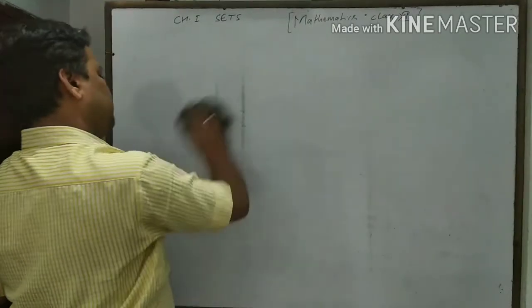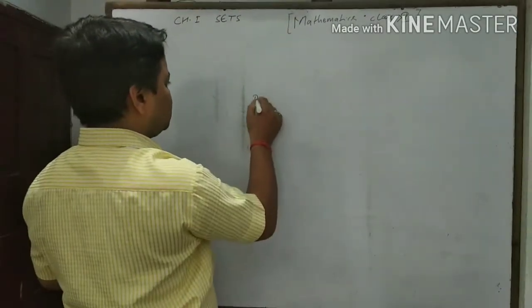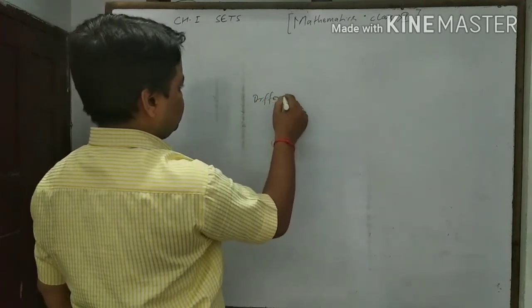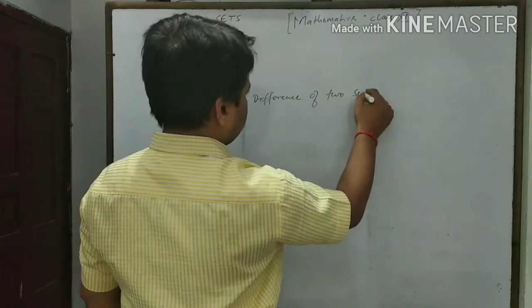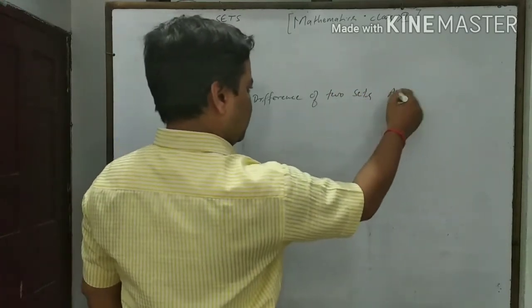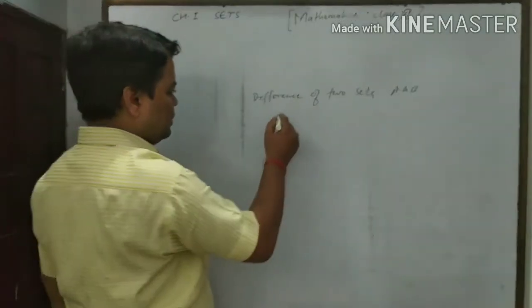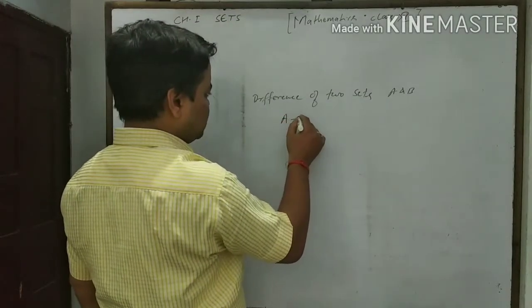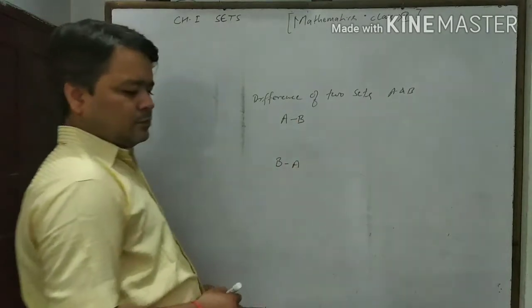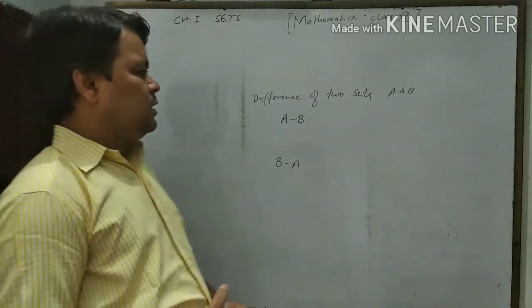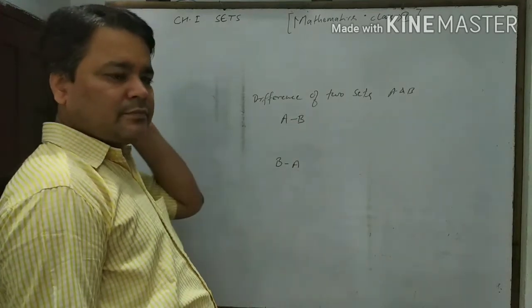Difference of two sets. If we have two sets A and B, then we have A minus B and B minus A. How do we define them?